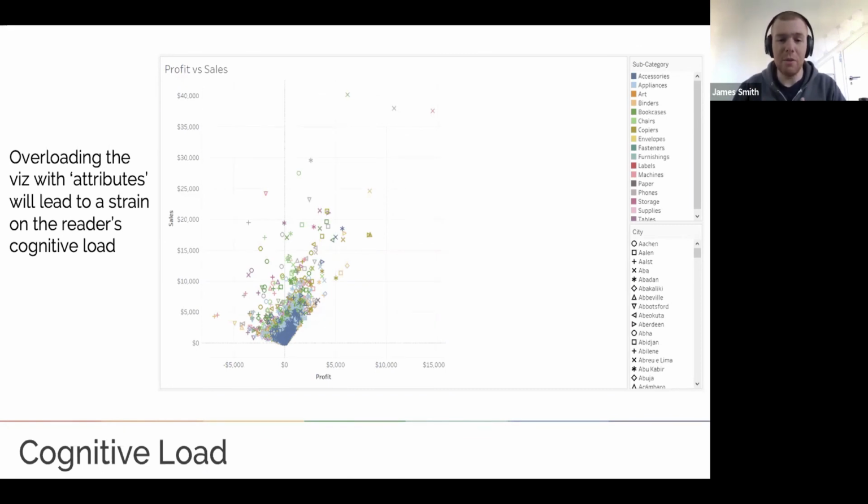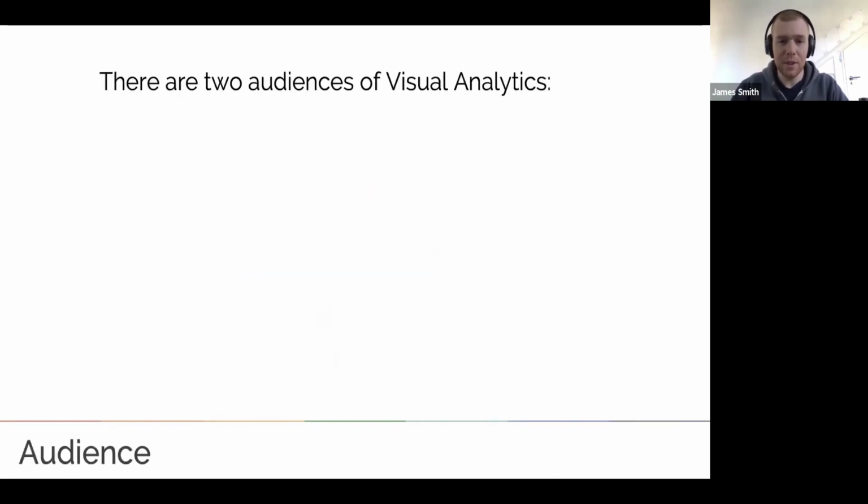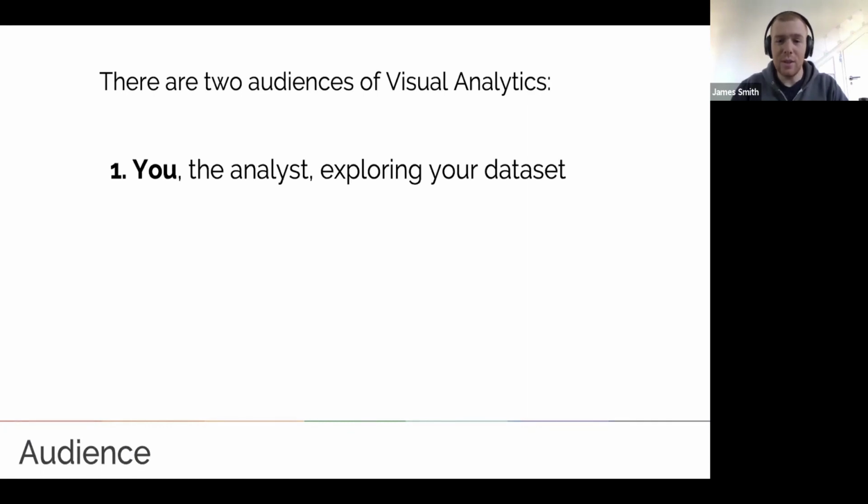people are going to start to become overpowered and not be able to focus on exactly what's going on. Finally, two audiences of visual analytics. The first one is you, and this goes back to what I was saying about the flow of visual analytics. You as the analyst, you receive a data set, you are set a particular task, or you've got a hypothesis to answer. You're now diving through that data set, answering the questions, finding new questions, and you are the audience of that. And by changing the data and by changing the chart types and the attributes of that data, you are getting answers out of that visual analytics.